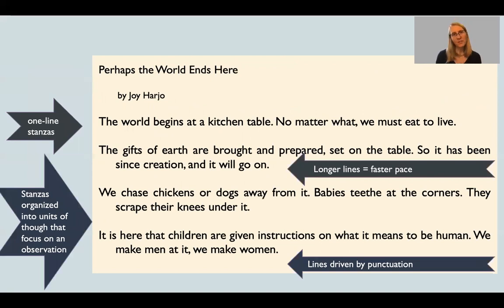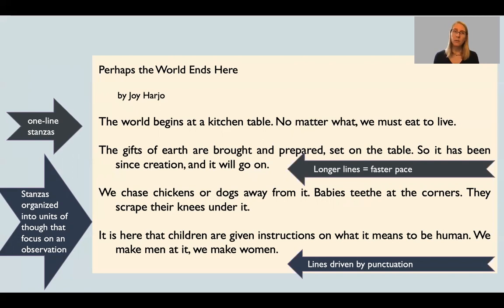So I picked this poem to share with you today because I thought it was pretty interesting. This poem, much like the prose poem, uses longer lines. So the world begins at a kitchen table, no matter what, we must eat to live. That's a really long line. It almost will go to that next margin. We also have one line stanzas here.